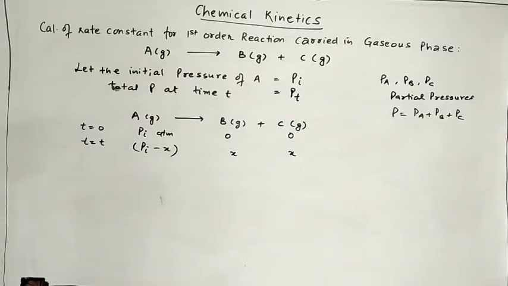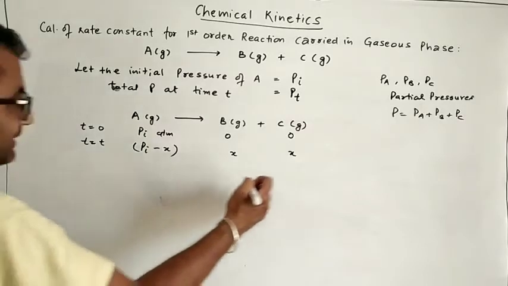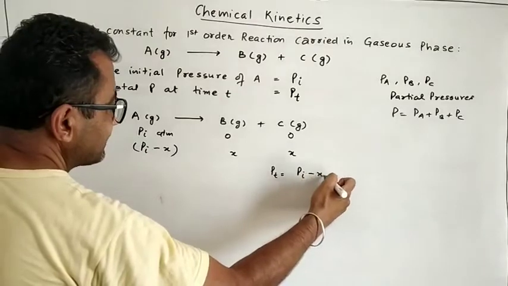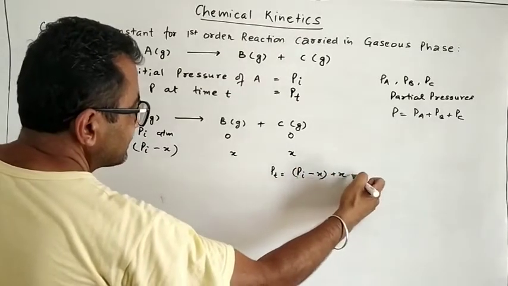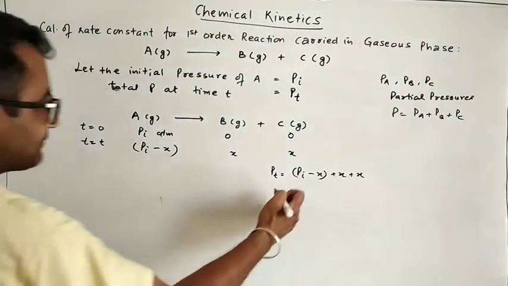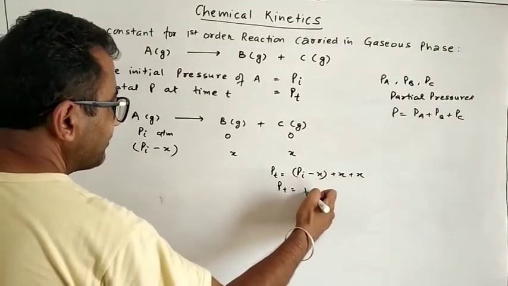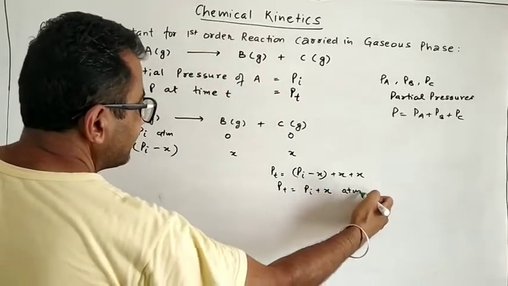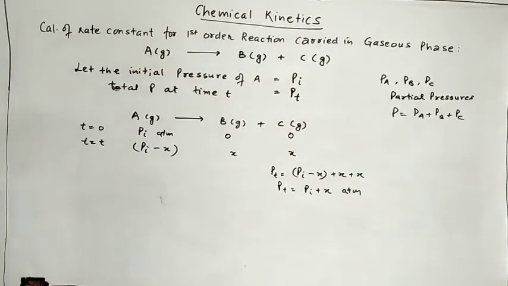So what will be the total pressure at this time? That is equal to Pi minus x plus x plus x. So this is equal to Pi plus x. So PT becomes equal to Pi plus x atm. This is the total pressure at time t.